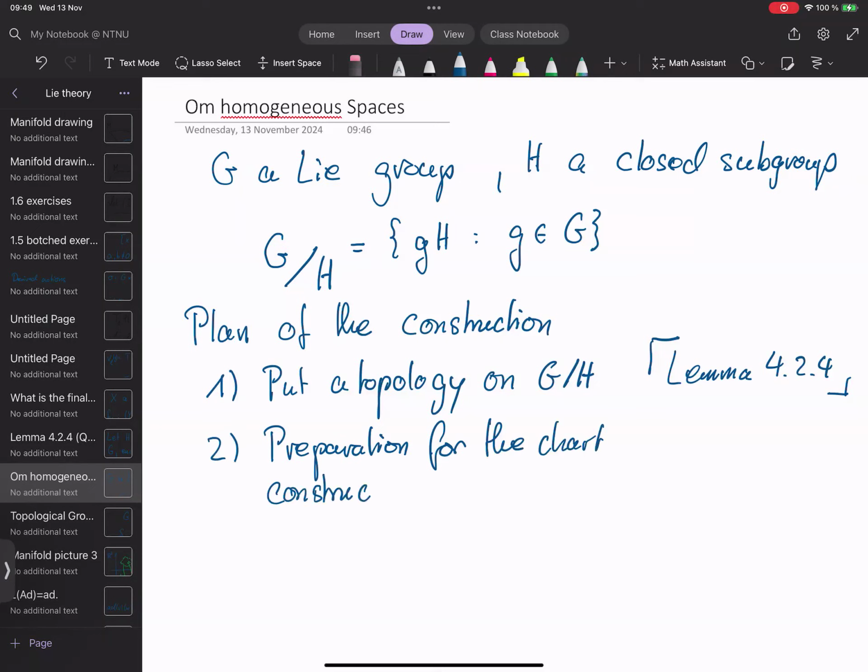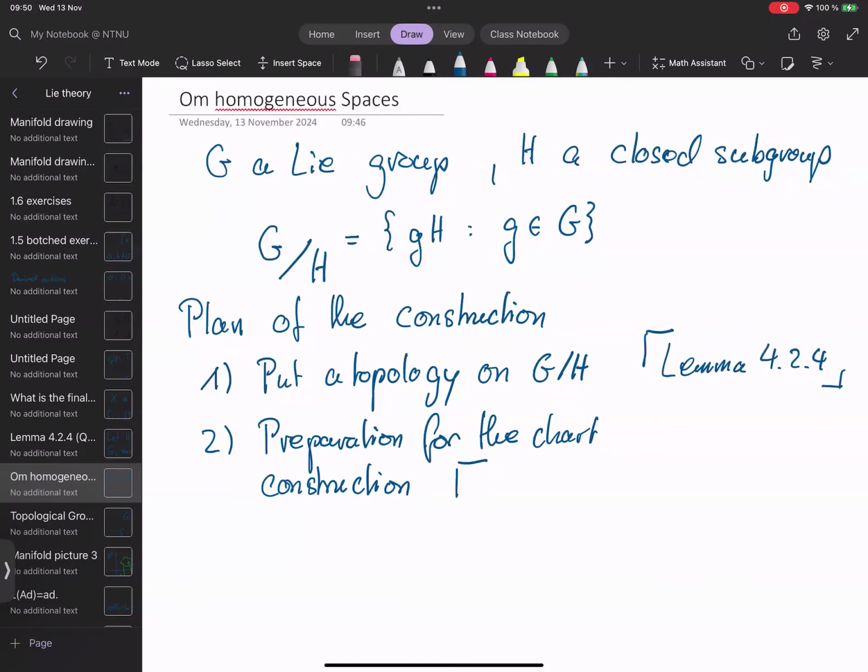we need some auxiliary results, because it turns out that, at least in this case, when we have a Lie group, we can exploit the Lie group exponential to get something which is amenable to this quotienting process, which will then give us a chart on the coset space. However, this will be a somewhat technical argument. This will be recorded in lemma 4.2.5, which we will see later.